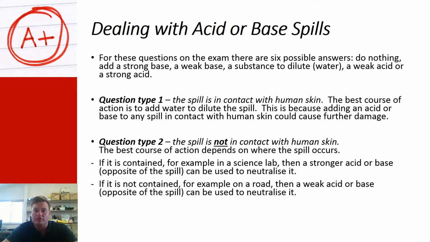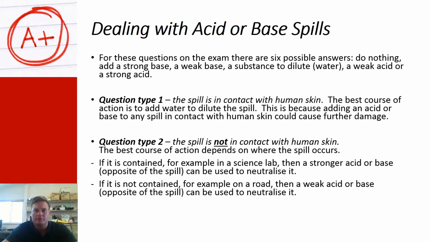Another question that you could get in your B levels is dealing with an acid or a base spill. Basically, they'll present a scenario, and the scenario will require you to do one of the following 6 things. You could do nothing, add a strong base, add a weak base, add something to dilute it like water, a weak acid or a strong acid. That could be your 6 things that you could choose from in your answer.